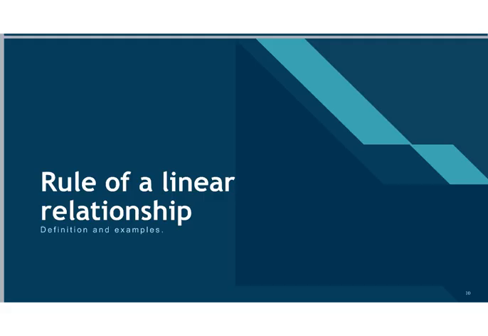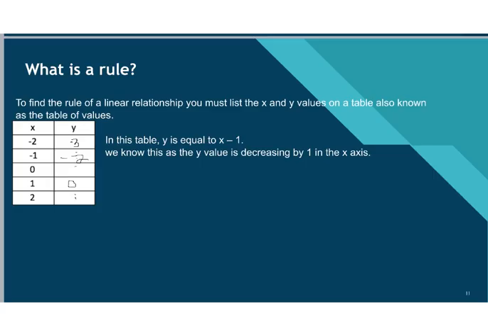Rule of linear relationships. What is a rule? To find the rule of a linear relationship, you must list the x and y values on a table, also known as the table of values. In this table, y is equal to x minus 1. We know this as the y value is decreasing by 1 in the x-axis.